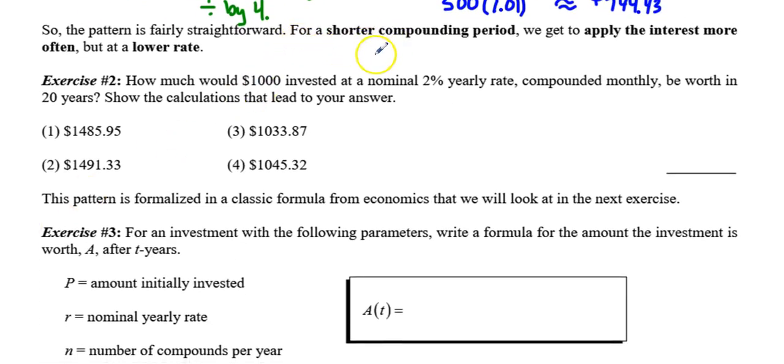Okay, so the pattern is straightforward as it says here. Shorter compounding period, like once a month, once a quarter, once a day. We apply the interest more often, but at a lower rate, a fraction of that. Okay? So go ahead and work out exercise 2 and play the recording when you're ready.